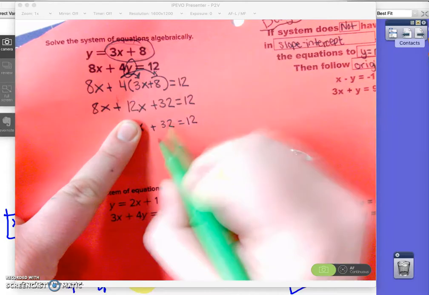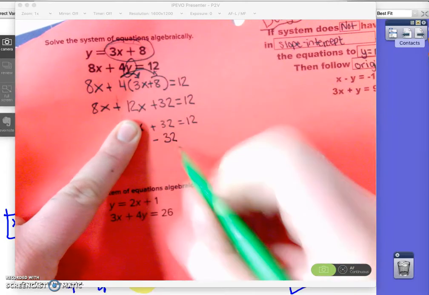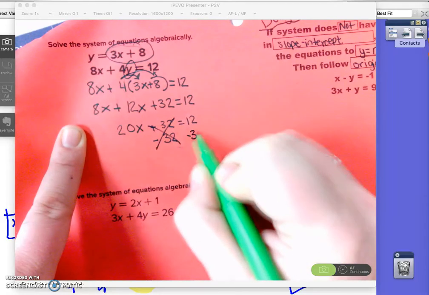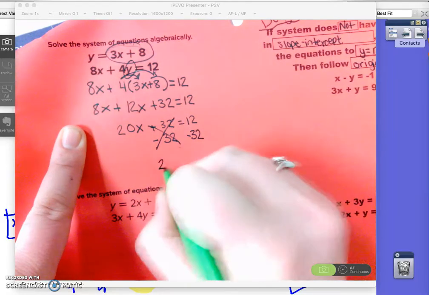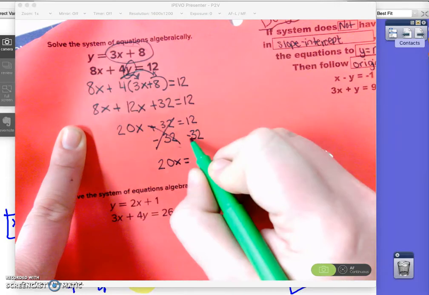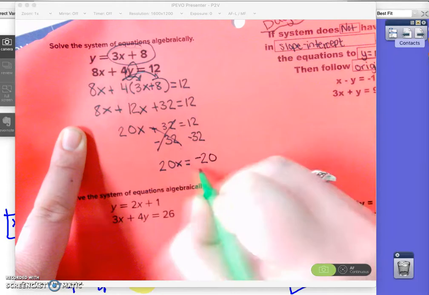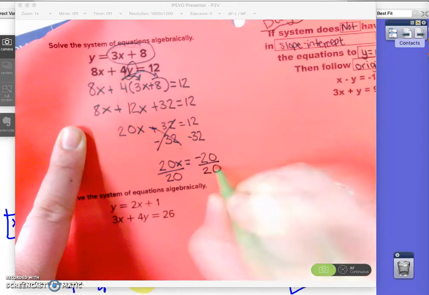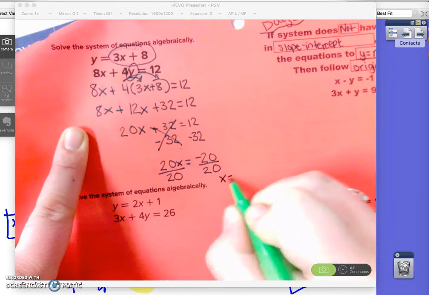I want to get rid of my constant. So minus 32. That becomes 0, goes away. Minus 32 from over here. So I have 20x equals, 12 minus 32 is a negative 20. I need to divide both sides by 20 to isolate my variable. I have x equals a negative 1.